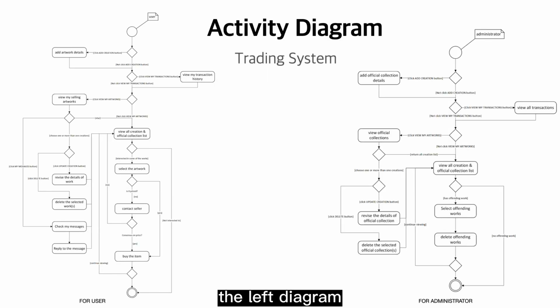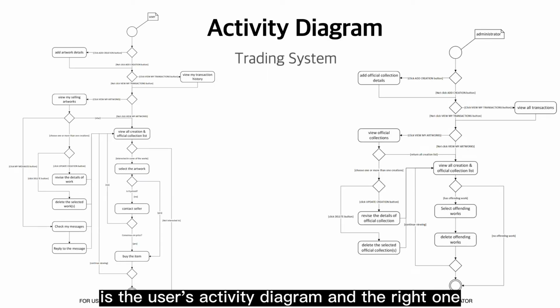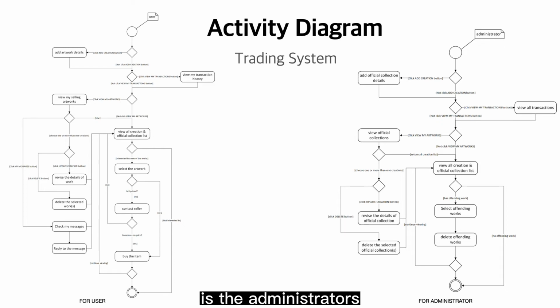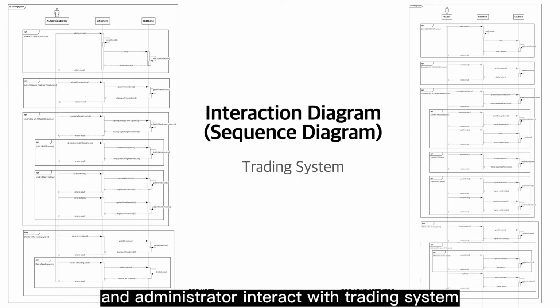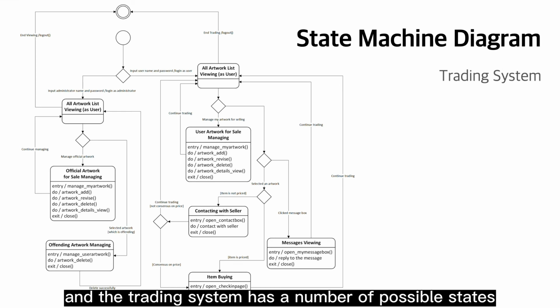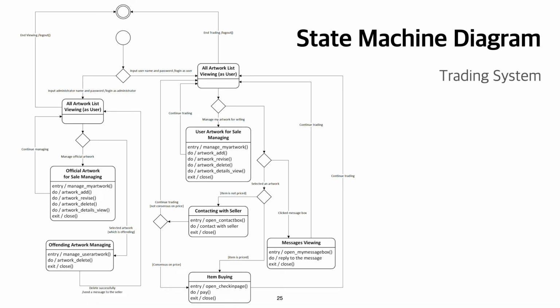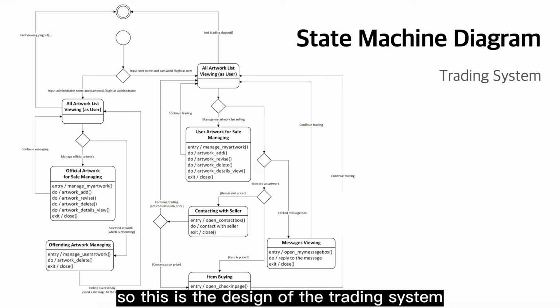The left diagram is the user's activity diagram and the right one is the administrator's. We can easily notice that the user and administrator interact with the trading system by clicking on some specific buttons. And the trading system has a number of possible states. So this is the design of the trading system.